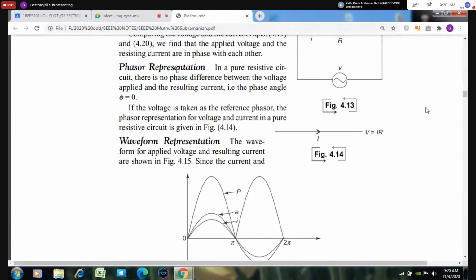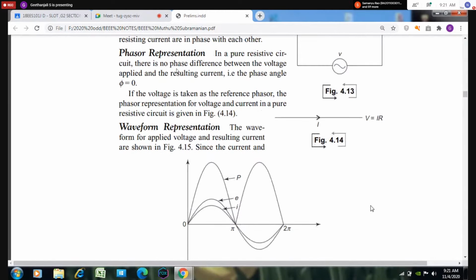In the pure resistive circuit, there is no phase difference between the voltage applied and the resulting current, that is, the phase angle is 0. The phase difference between the voltage and current is represented by the phase angle phi. So there is no phase difference, so phi is equal to 0. The phase angle for the pure resistive circuit is 0. If the voltage is taken as the reference phasor, the phasor representation for voltage and current in a pure resistive circuit is given in figure 14.14.